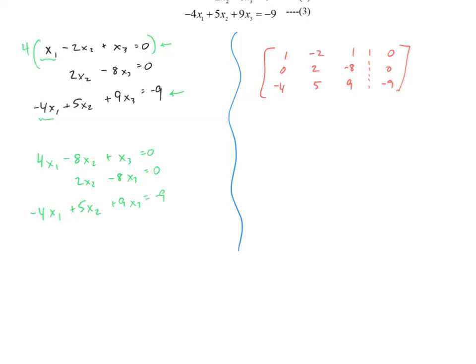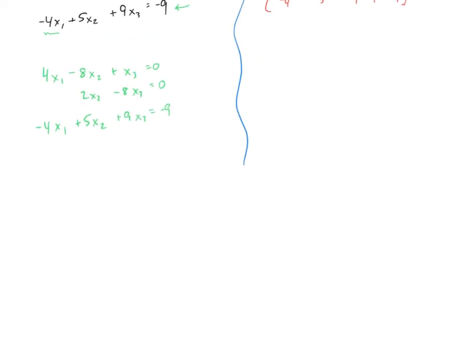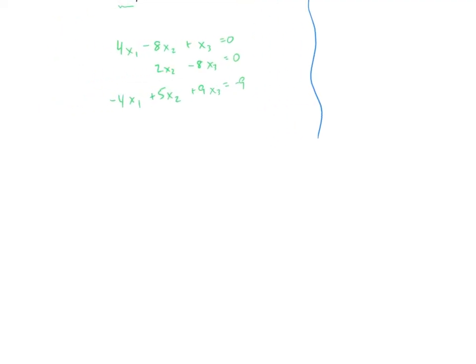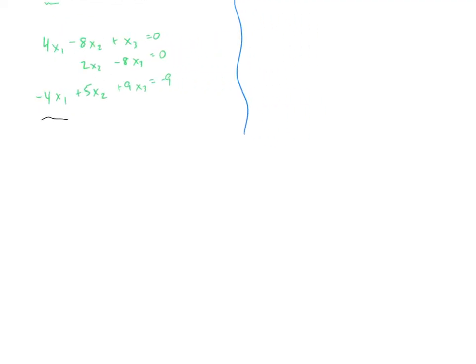All right, great. So now let's combine the top and bottom equation. And what I'm going to do when I combine them is I'm going to draw a horizontal line here. There we go. When I combine them, I'm going to keep my top equation the same, 4x1 minus 8x2 plus x3 equals 0. I'm going to keep my middle equation the same. Now, I'm just noticing a mistake here.